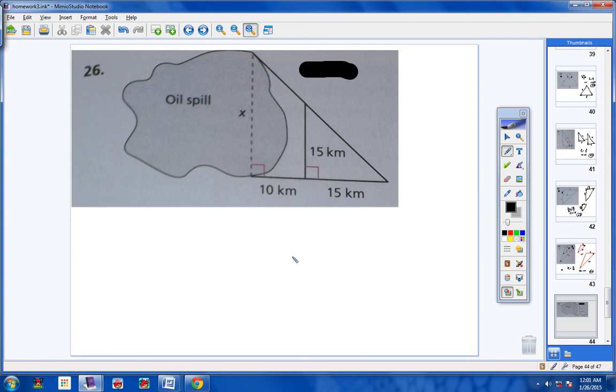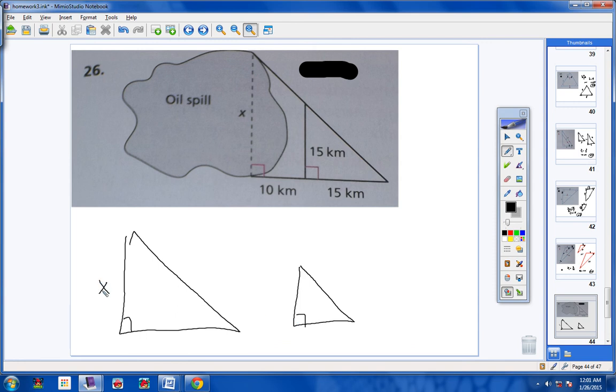So let's go ahead and quickly draw that. Here's the big triangle here. Here's the little triangle here. And so I have a right angle here, a right angle here. This is x. This is 25, 10 plus 15. This is 15, and this is 15.